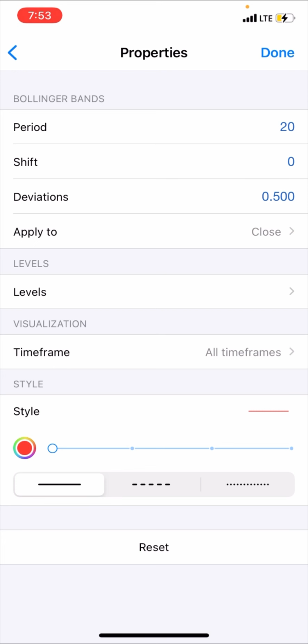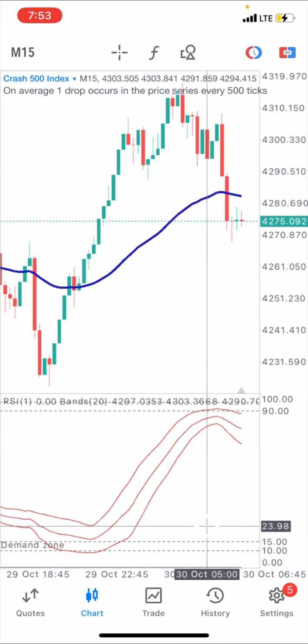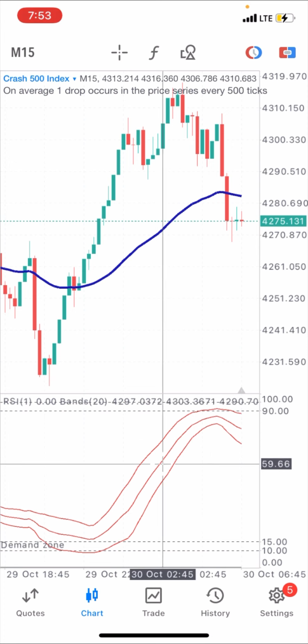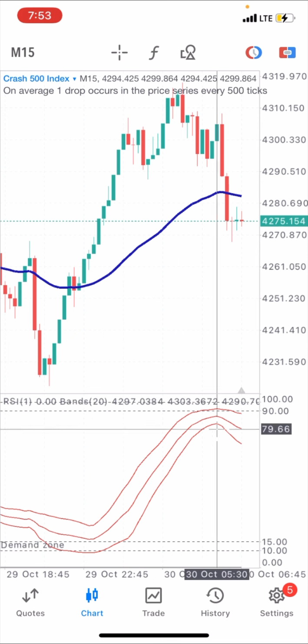All right, for the colors, I'm using the red color this time around. You can just choose any color that is visible on your screen. Make sure it is visible on your screen, guys. So you're done with that. You just simply click done, and you should be seeing these red lines I'm talking about, right? So you should have your chart appear this way.